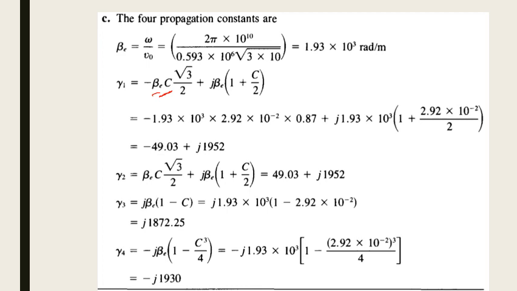Beta E is nothing but the electronic phase shift constant, which is omega upon V naught. The V naught value you know from Klystron: it is always 0.593 into 10 to the power 6 times the square root of V naught. Omega you know is 2 pi f. Substitute, get the value of beta E, substitute and get all the four propagation constants. Very important. Normally in questions sometimes we do ask about it.